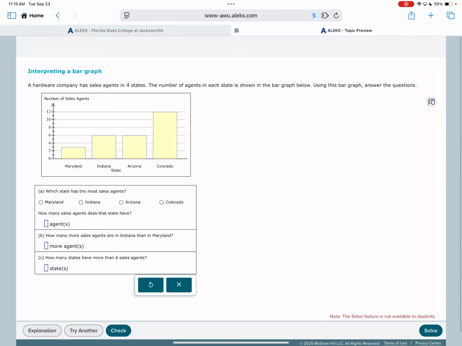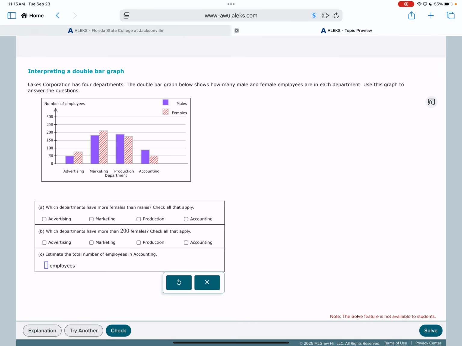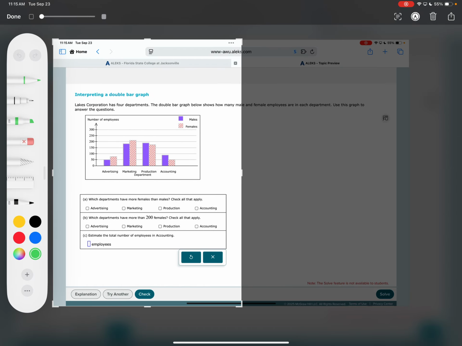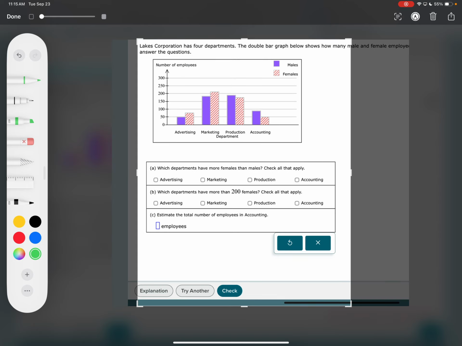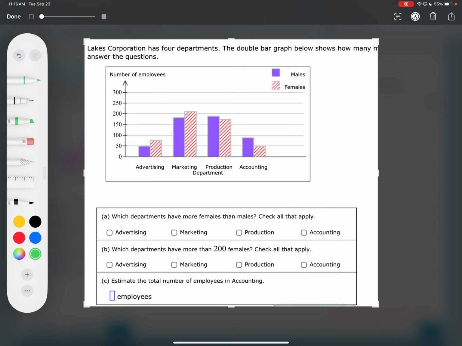Interpreting a double bar graph. All right, a double bar graph is very similar. This is one that a lot of people like to use because you can put a lot of information on it in one spot. So this one is comparing males and females employees. Trying to make it bigger here for you.